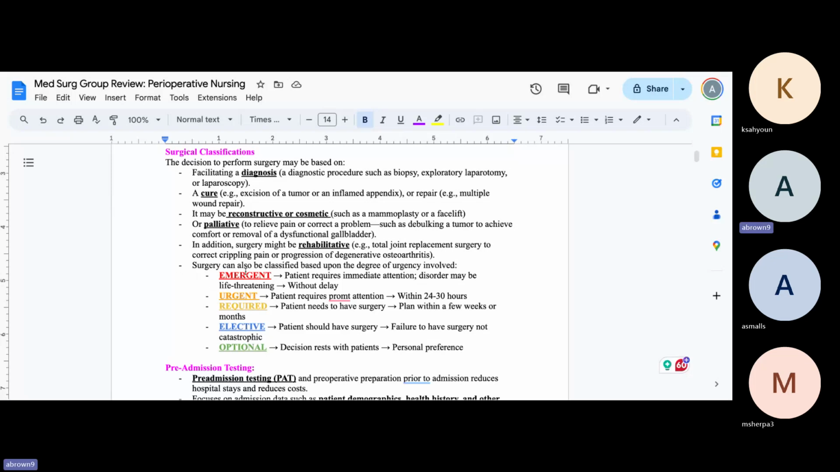And then surgery can also be classified based upon the degree of urgency involved. I remember this from my quiz last year, so she might ask a question like this. Maybe just pay attention to this.